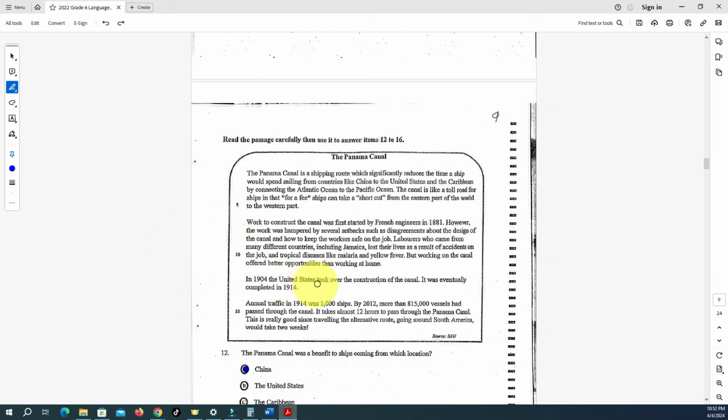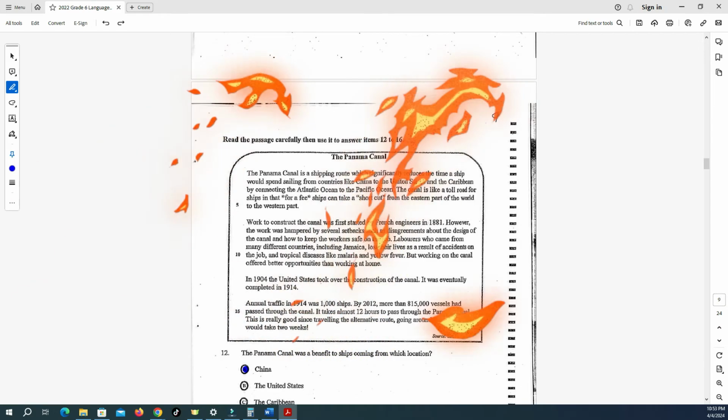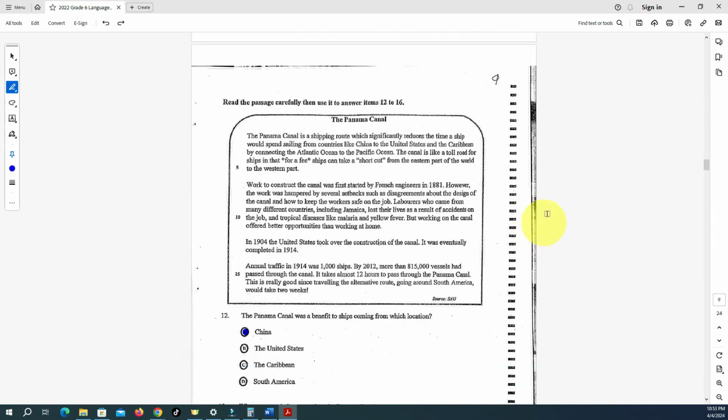In 1904, the United States took over the construction of the canal. It was eventually completed in 1914. Annual traffic in 1914 was about 1,000 ships. By 2012, more than 815,000 vessels had passed through the canal. It takes almost 12 hours to pass through the Panama Canal. This is really good since traveling the alternative route going around South America would take 2 weeks. Wow, that's really food for thought.